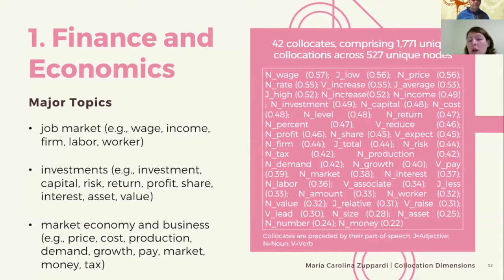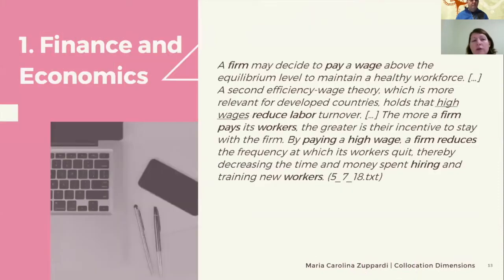So in this dimension, we had 42 collocates, right? And across them, they formed almost 1,800 unique collocations across 527 nodes, right? So this was pretty interesting, the number of unique collocations that we were able to reach, and then across that number of nodes.